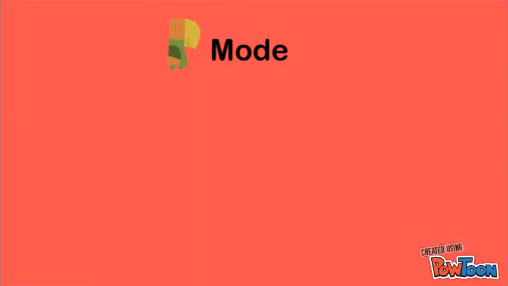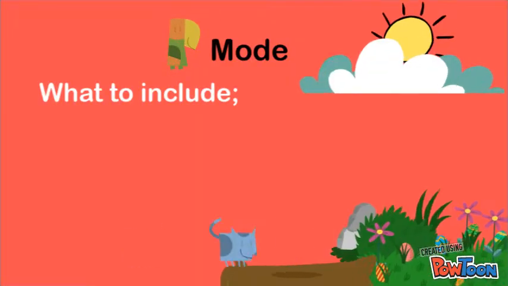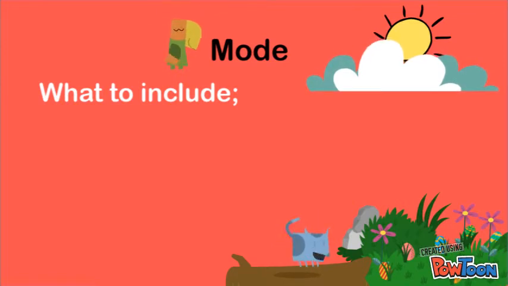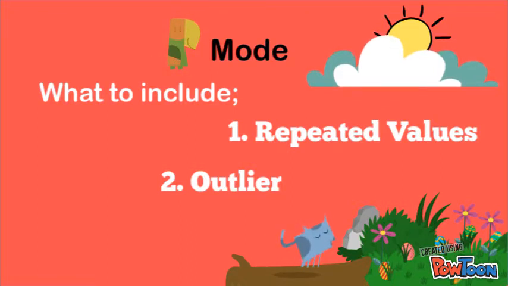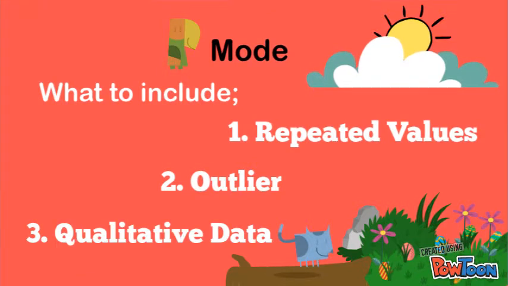Lastly, let's look at mode. When you create a question for mode, remember to have repeated values. If you have an outlier, it won't have much effect on your central tendency as well, so you can include an outlier. The data you set should be qualitative data rather than quantitative data.